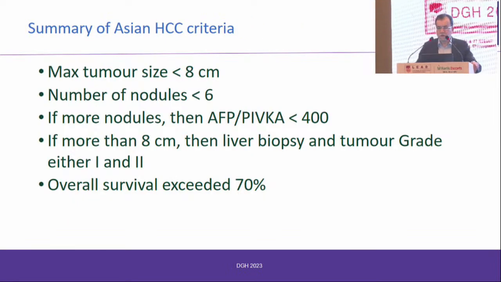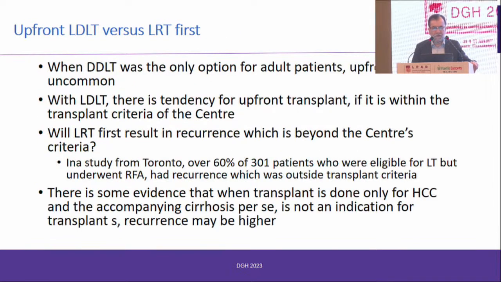It means that the tumor size should not be greater than 8 centimeters. Number of nodules should be less than 6. If there are more nodules, then AFP and PIVKA should be less than 400. And if it is more than 8 centimeters, then on liver biopsy the tumor grade should be either 1 or 2. Under these circumstances, your survival will exceed 70%.